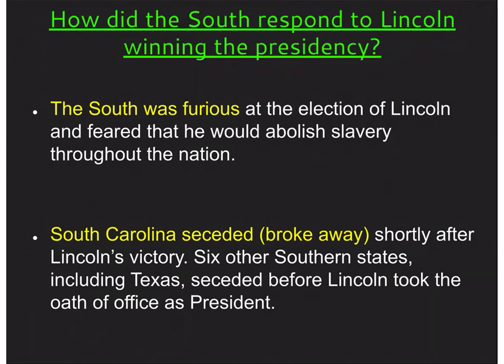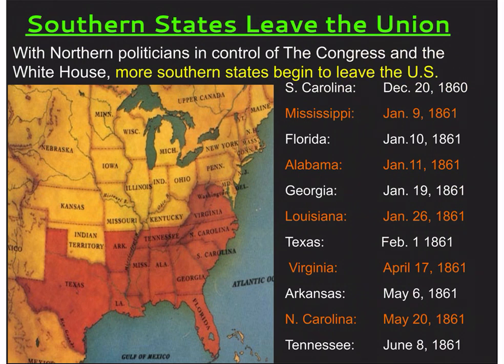South Carolina has already had issues with the federal government, the nullification crisis, where they were fighting against the protective tariffs. So they're already done. So Abraham Lincoln being elected, that is their final straw. So they decide to secede right after Lincoln is elected, and slowly but surely it's a domino effect.